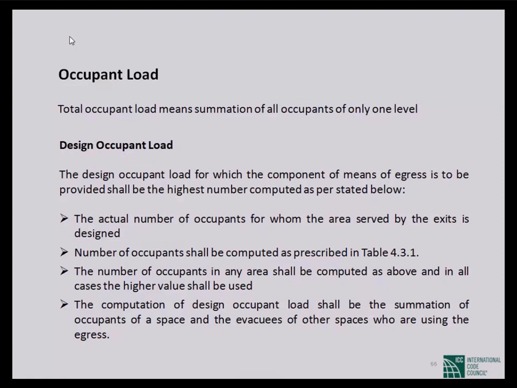The computed or design occupant load shall be the summation of the occupants of a space and the evacuees from other spaces. So occupant means occupants on a floor, or somebody coming from outside through a horizontal exit into this egress system. This is the total occupant load.